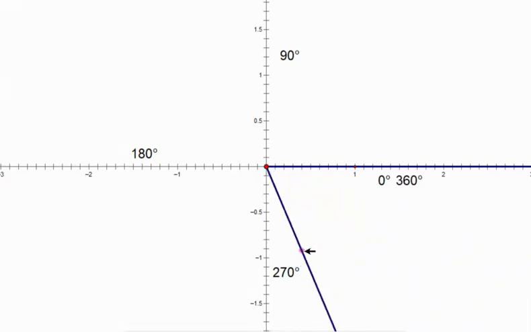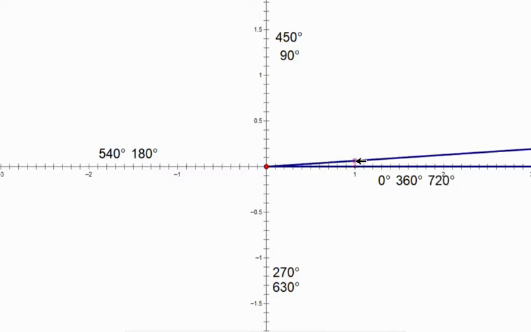And you can actually keep going above 360. You can go up here and instead of calling this 90, you could also call it 450, and over here, instead of calling this 180, you could call it 540, and instead of calling this one 270, you could also call it 630. After two laps around the circle, this would be 720 degrees. So there's no largest angle. You can just keep on going around and around. And just like there's no largest number, there's no largest angle. Whatever measure you have, it's going to end up in one of these four quadrants.